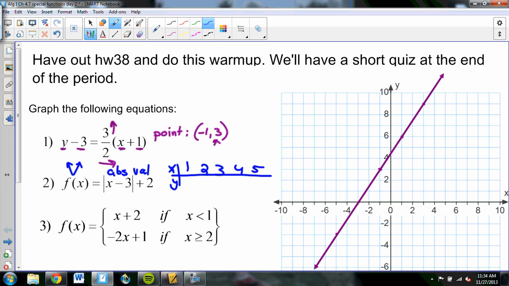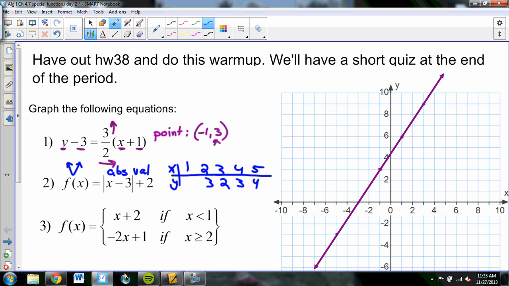If I plug in 3 for x, 3 minus 3 is 0. The absolute value of 0 is 0, plus 2 is 2. If I plug in a 4 for x, 4 minus 3 is 1. Absolute value of 1 is 1, plus 2 is 3. Plug in a 5 for x, 5 minus 3 is 2. Absolute value of 2 is 2, plus 2 is 4. Plug in a 2 for x, 2 minus 3 is -1. The absolute value of -1 is +1. 1 plus 2 is 3.